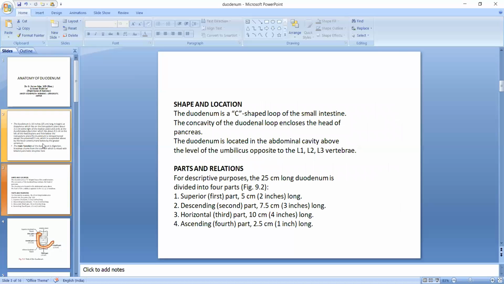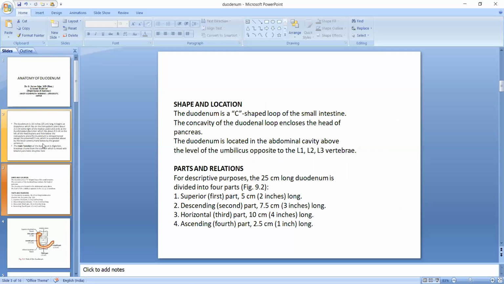Shape and location: the duodenum is a C-shaped loop of the small intestine. The concavity of the duodenal loop encloses the head of the pancreas. The duodenum is located in the abdominal cavity above the level of the umbilicus, opposite the L1, L2, L3 vertebrae.